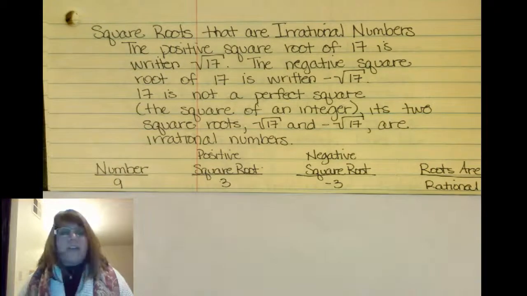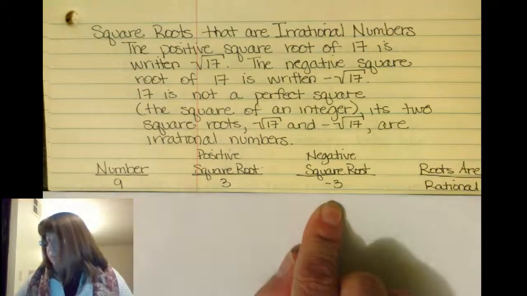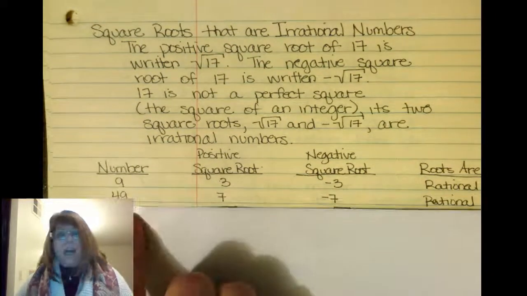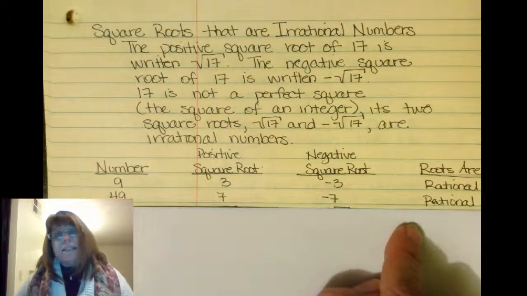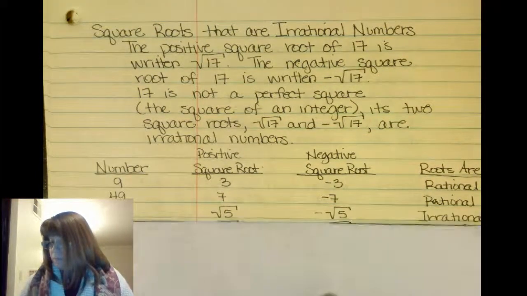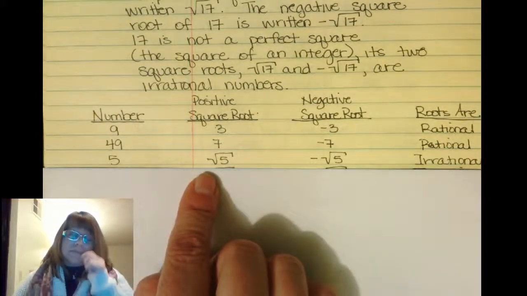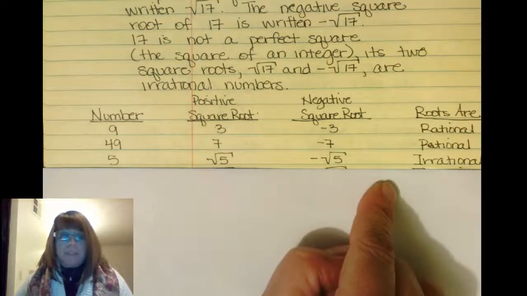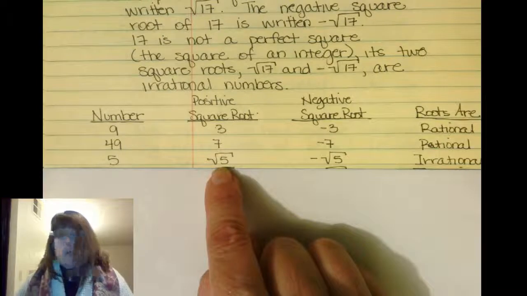For example, let's look at a few. Number 9, the positive square root is 3, the negative square root is negative 3, and it's rational. Right? It's a whole number that comes out, so it's rational. 49, the square root is 7, the negative square root is negative 7, and it likewise is rational. It's a whole number that comes out. Square root of 5. Well, the square root of 5 is the square root of 5. The negative square root of 5 is negative square root of 5. It's an irrational number. A whole number does not come out of it. And it's an irrational number because if we tried to find the decimal value of this, we never would be able to stop. That decimal continues and continues and continues.